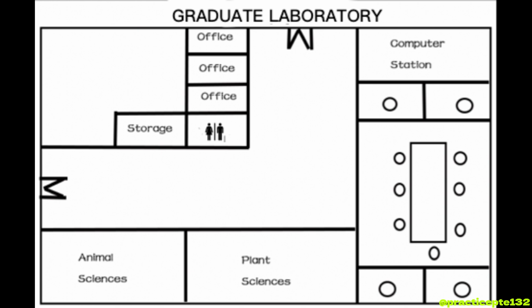The following graph gives information about the graduation laboratory. Data of different areas are displayed on the map. At the central area, there are storage and toilets. At the left area, there are animal sciences. According to this graph, the largest area is plant sciences. In comparison, the smallest area is office. In conclusion, there are computer station and meeting room shown on the map.